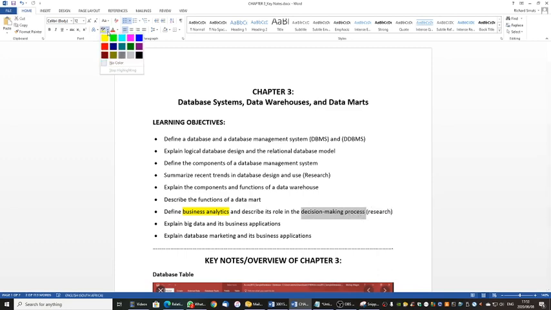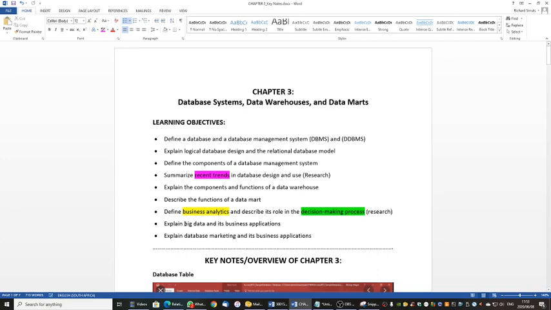Now, this is something that I would like you to research, and the recent trends is also something that I would like you to research. You basically just Google those and see what you come up with. Not every exam or test answer has only one answer. Each student will have a unique answer.